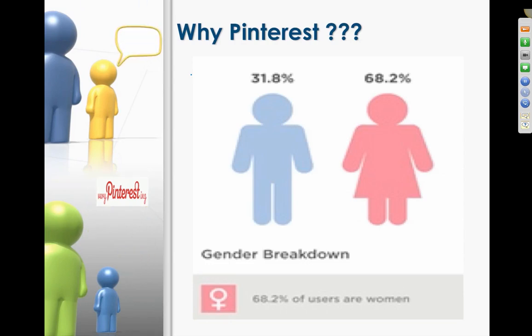As well, on the gender breakdown, 68.2% of users on Pinterest are women. I need to be careful with what I say here, but we all know that a significant number, some say as many as 90%, of all buying decisions are influenced by women. So it's nice to have those women, particularly in travel and tourism, and particularly when you're talking about family vacations. Certainly we've got a significant bias towards women decision makers.